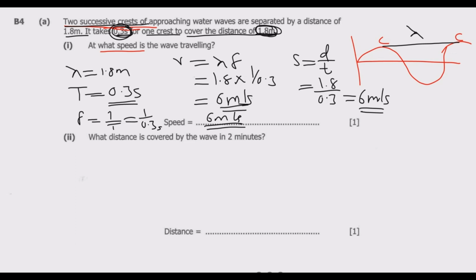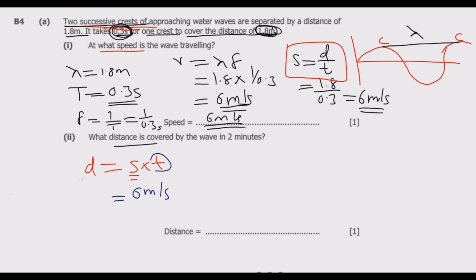Part 2: what distance is covered by the wave in 2 minutes? We are looking for the distance covered. If this is the formula for speed, then distance is equal to speed multiplied by time. Remember, it's important that you get part 1 correct, because if you don't, part 2 will also be incorrect. The speed there is 6 meters per second.